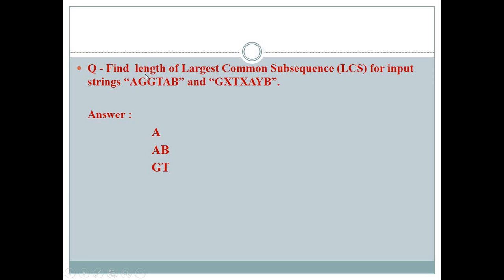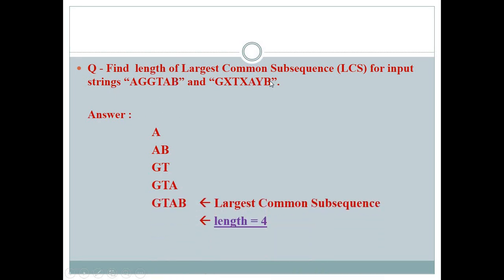This g, after g we match t, so this is gt. After that a is also matching here, and after it b is also matching here. So the longest common subsequence from these two sequences will be GTAB and its length will be 4. This is another example for longest common subsequence.